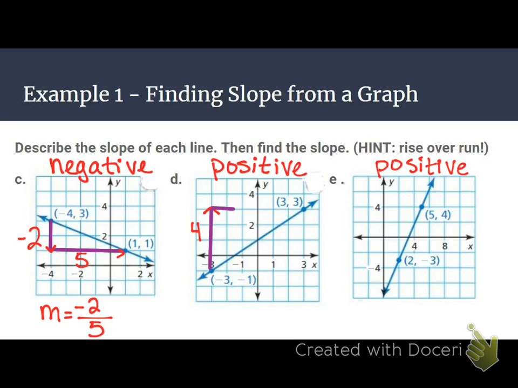Now what about our run over? Good, we had to go over to the right, so that's a positive 6. So M equals rise over run. But this time, 4 over 6, we already talked about, can be reduced. What does it become? 2 over 3. We should always reduce it if we can. Questions about letter D?